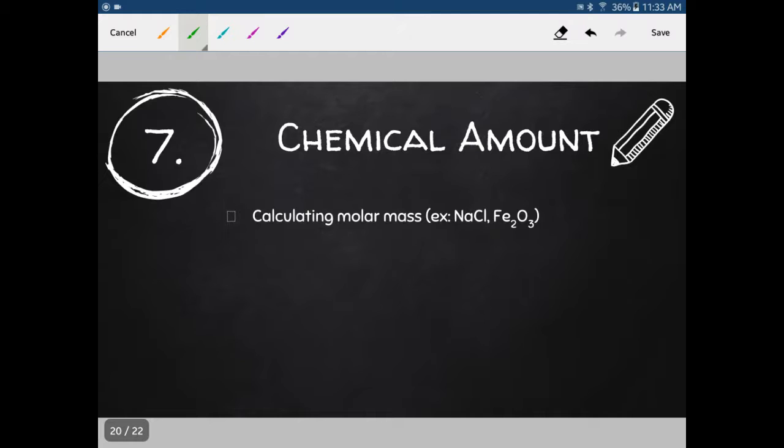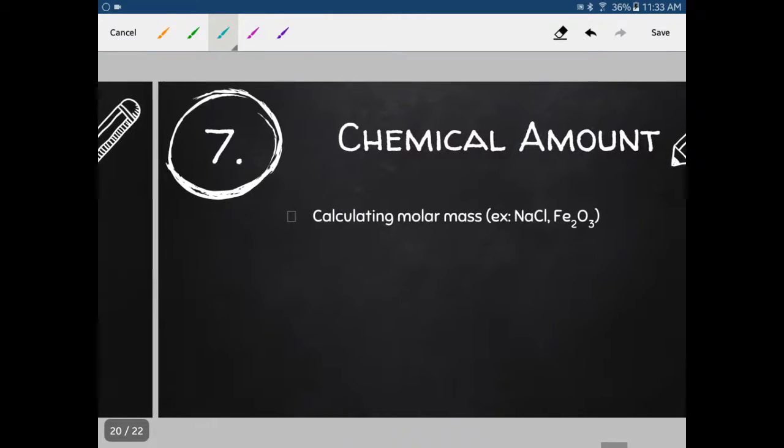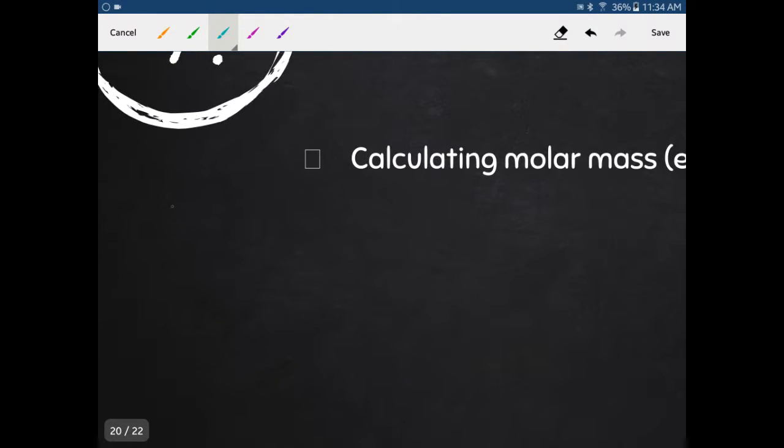So for this lesson, you should definitely have your periodic table out. You will for sure need your periodic table for your atomic mass values or atomic molar mass values, and you should also have a calculator out to do some simple calculations as we go through. So calculating molar mass, how do I do that? I'm going to split this into 2 examples. I'm going to start with calculating my NaCl.